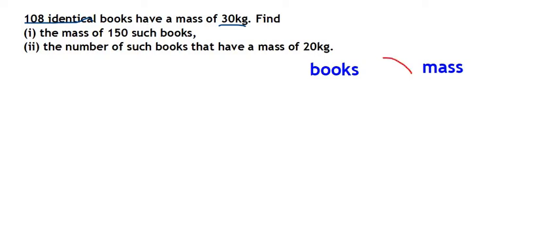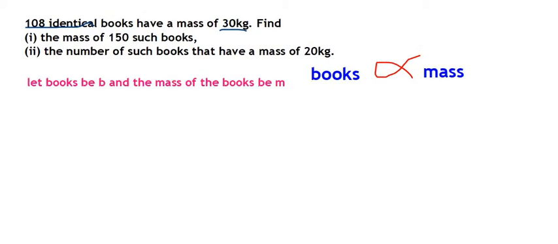We write it like this. This is the sign of proportionality. So let the books be B and the mass of the books be M. Let's solve the question. B is the books, 108, and the mass of it is 30. Now the mass of 150 such books, we write 150 and the mass, which is M. We're going to find the value of M.